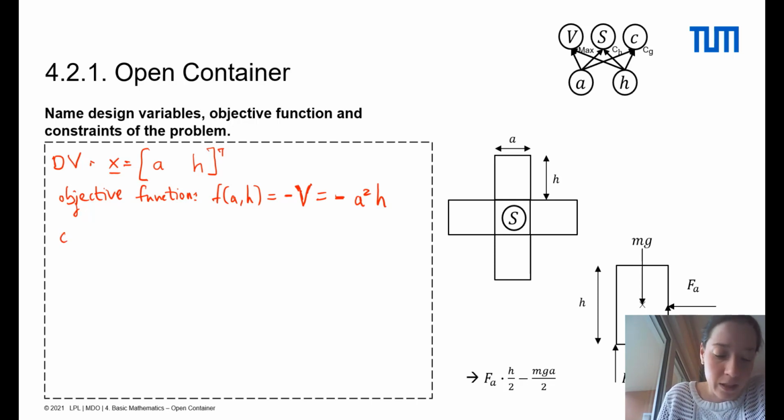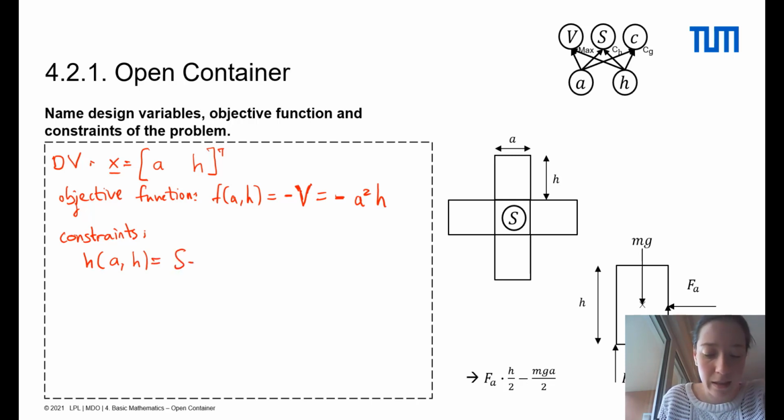The constraints. We got an equality constraint because we have a given surface S of A and h, and S has to be equal to the surface, so we got the base and also 4 times the sides, and that has to be 0.